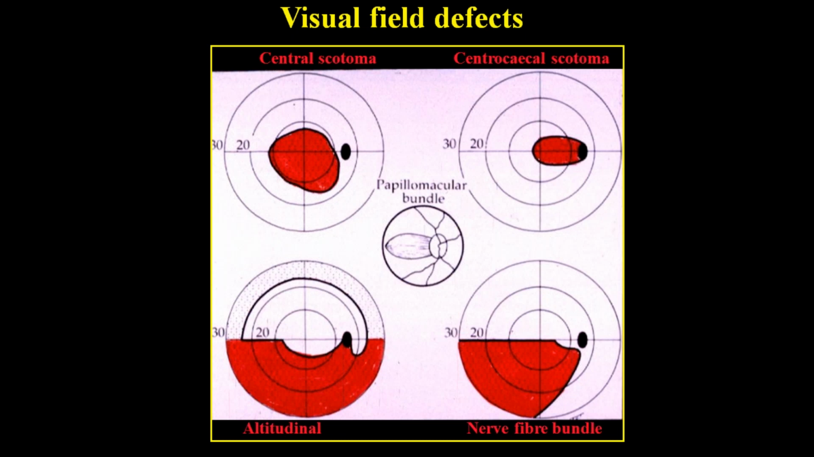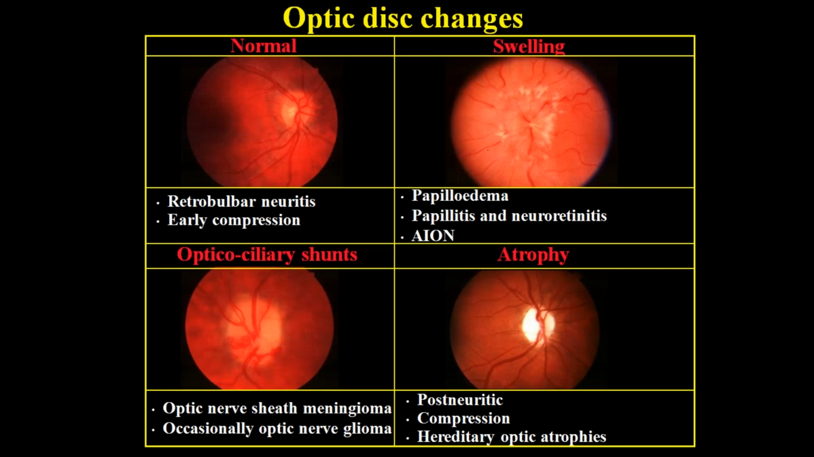All these field defects will be seen in the eye which is affected. Say the right eye is having optic nerve dysfunction, one of these field defects will be seen in the right eye only, because that particular side optic nerve only is affected. Now, what are the optic disc changes which can occur in optic neuropathy? Here are some examples.